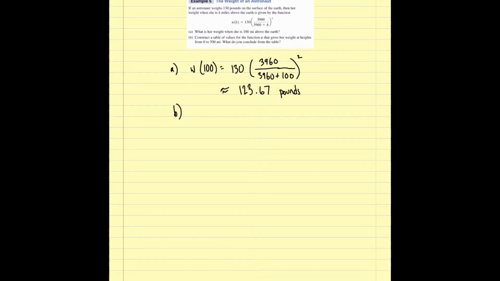The B part. Construct a table of values for the function w that gives her weight at heights from 0 to 500. What do you conclude from the table? So if I just draw a table here, this is what it's asking.